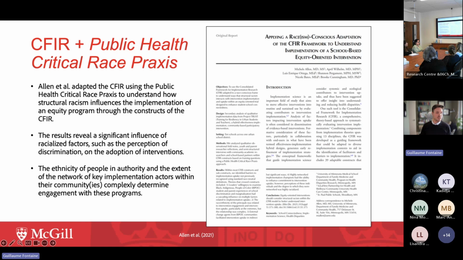For example, they showed that the ethnicity of people in authority and the extent of the network of key implementation actors within their community really determine the engagement with these programs. So essentially, if people in power looked like the people who were in the community, the people in the community were more likely to engage with the program because they identified with the leaders and the community leaders and so on.